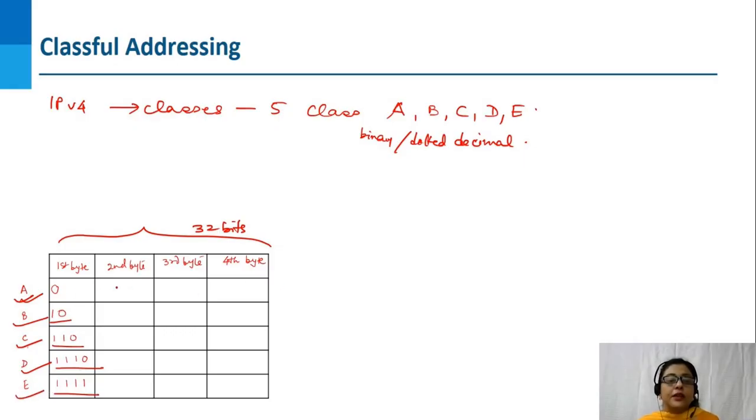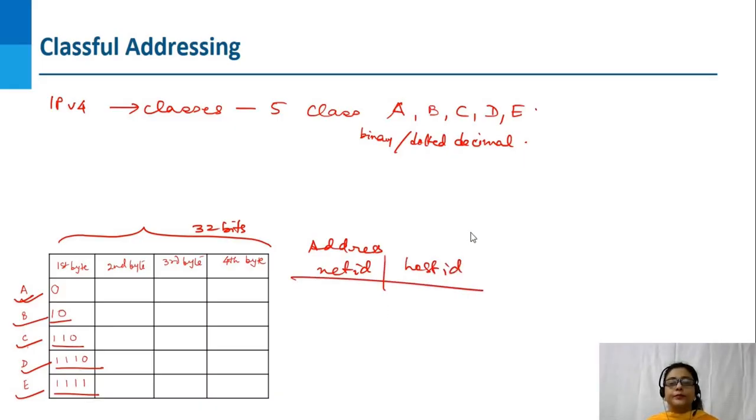Now, let us see how the addressing is divided. This address is divided into 2 parts. One is called the net ID part and the other one is called the host ID part. The net ID part basically gives us understanding of the network through which the addressing is understood, and the host ID part is the device that is connected to the network.